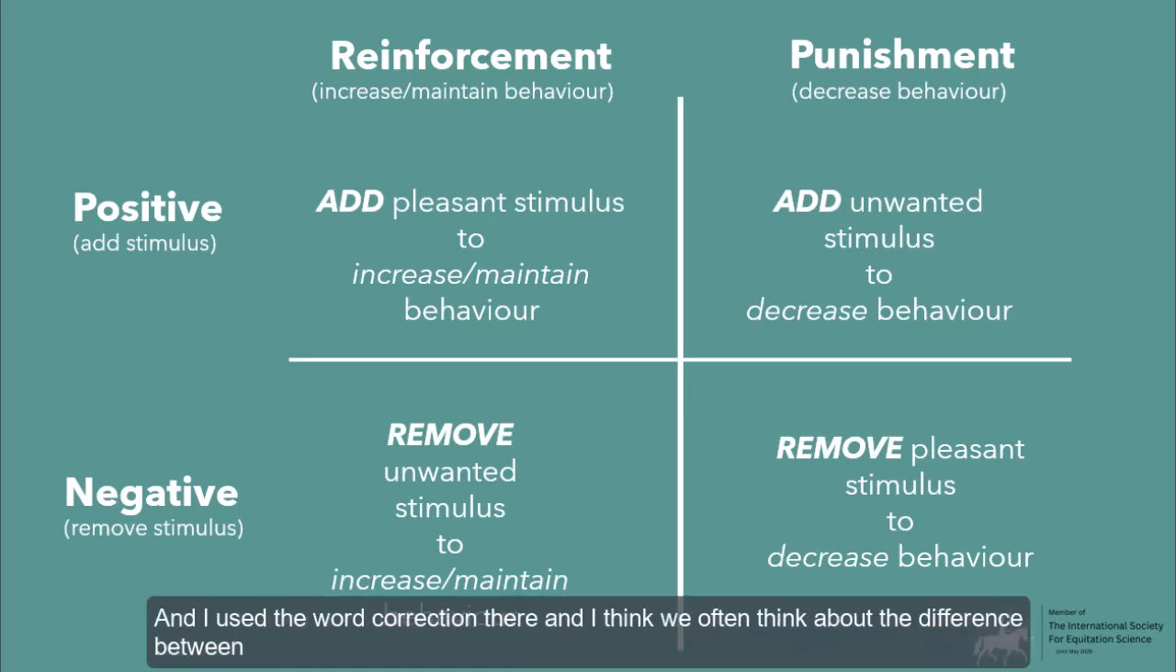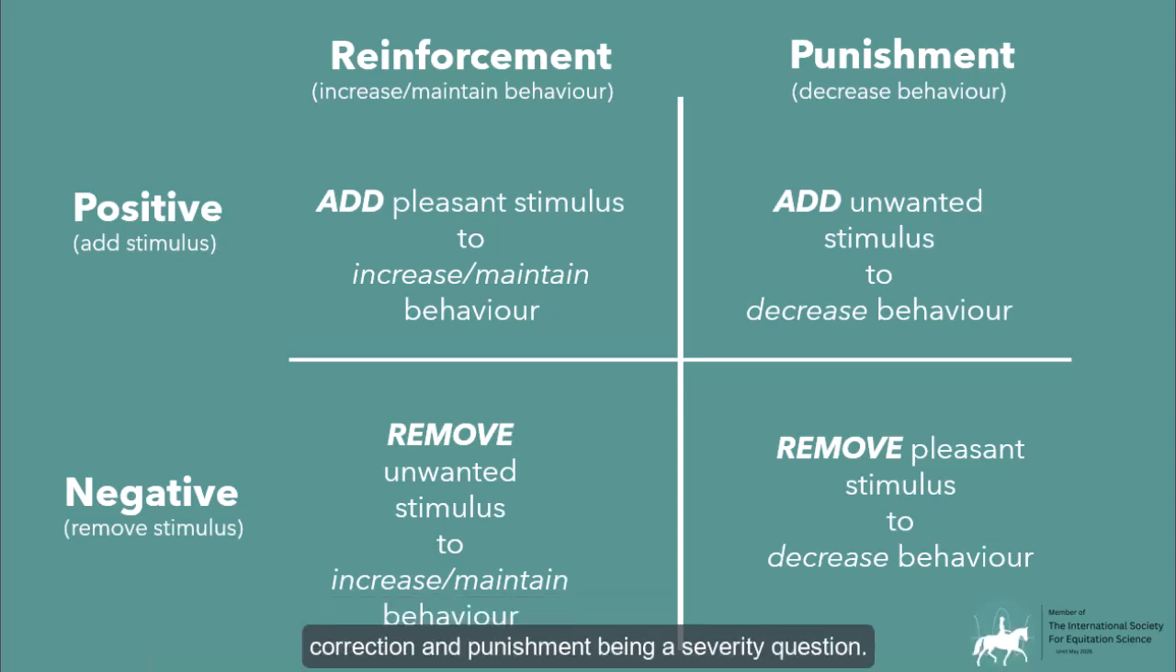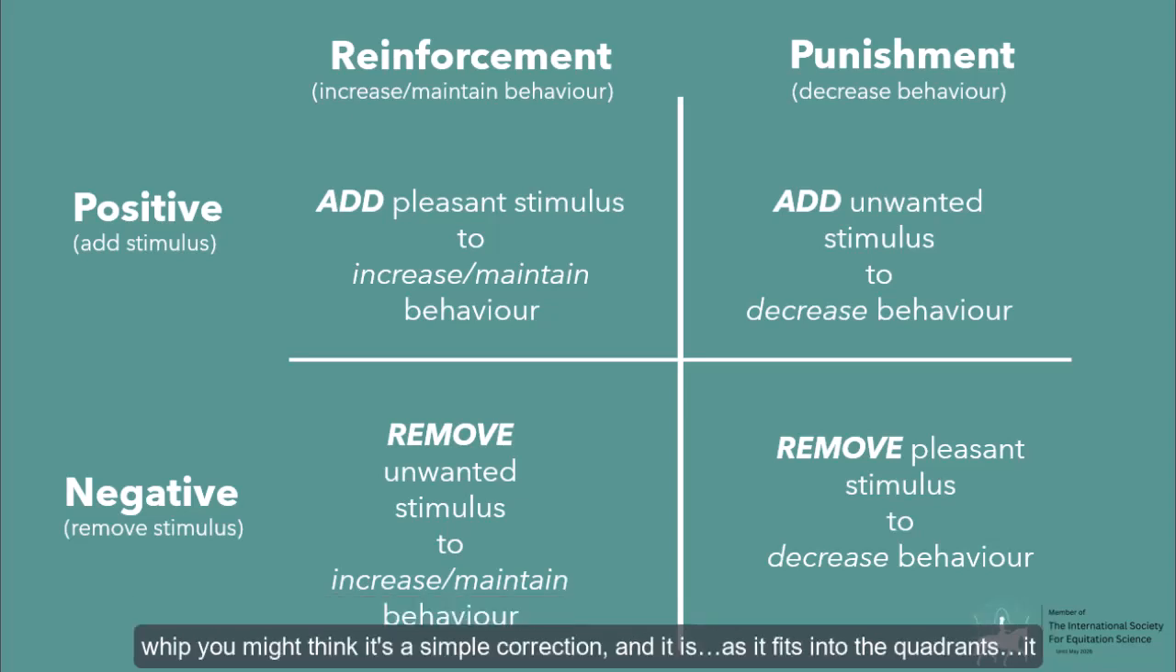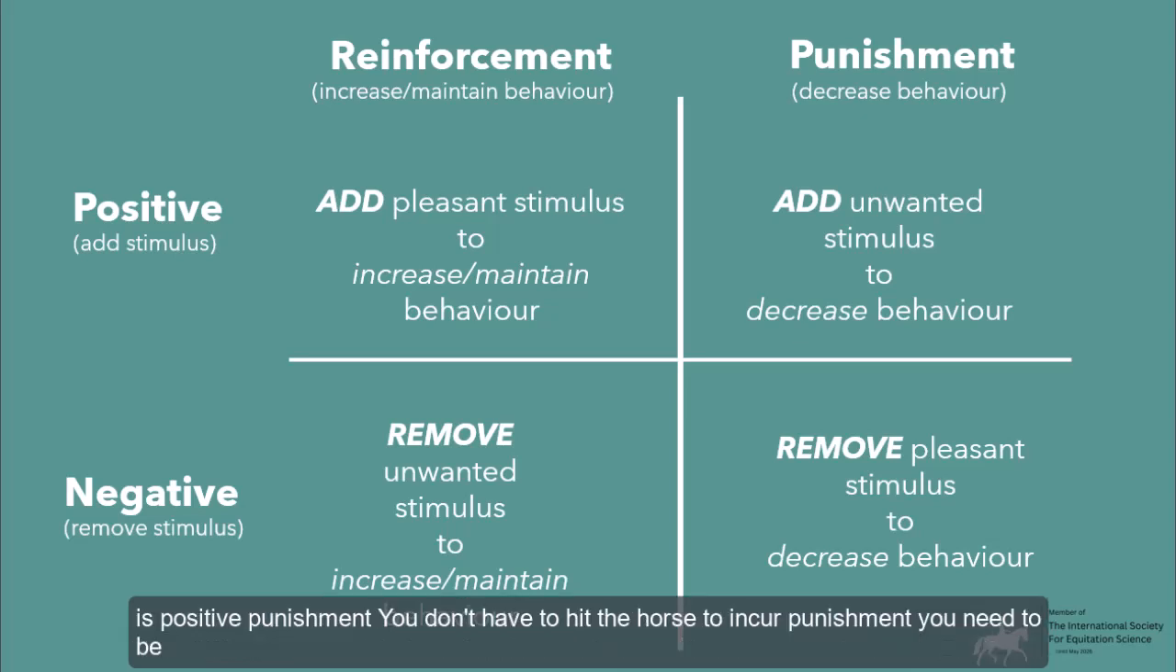And I used the word correction there, and I think we often think about the difference between correction and punishment being a severity question. And I don't think that's right. I think that you need to understand that if you're correcting a behavior, you're punishing a behavior. Even the example we used earlier about tapping the horse on the cannon bone with the whip, you might think it's a simple correction, but as it fits into the quadrants, it is positive punishment.